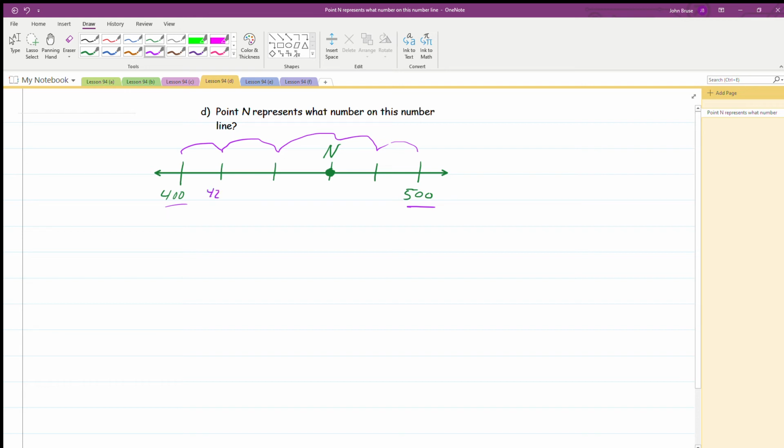We do 420, 440, 460, 480, and then 500. So that one's pretty simple. Point N represents what number on this number line? Well, it's this spot right here. So we can write N equals 460.